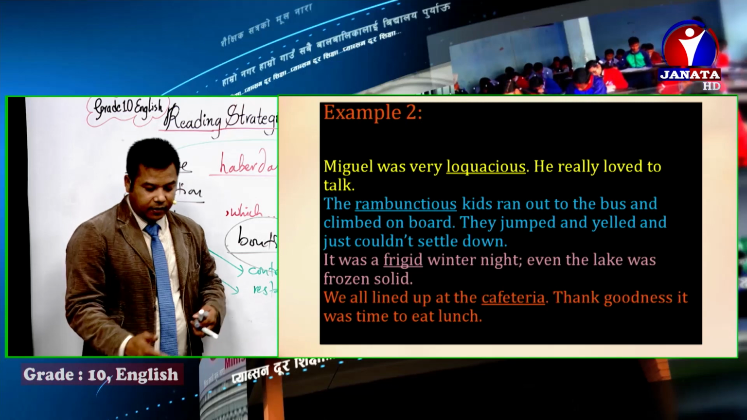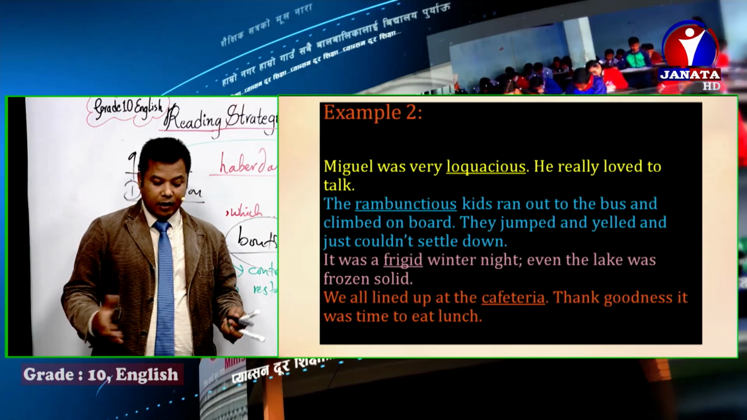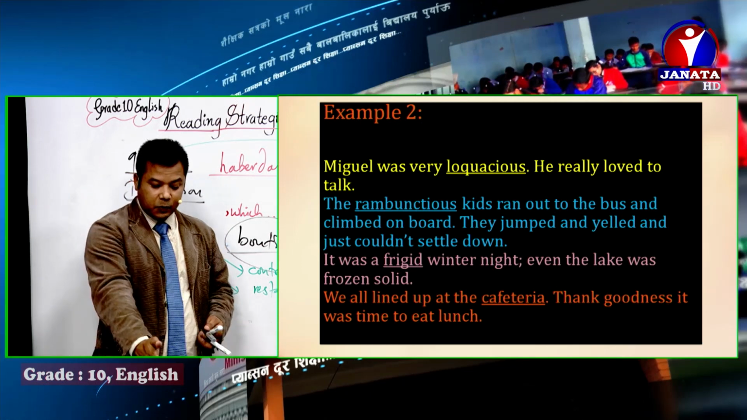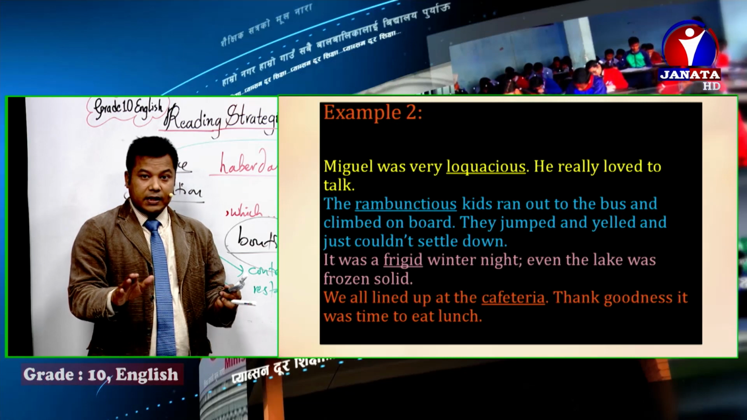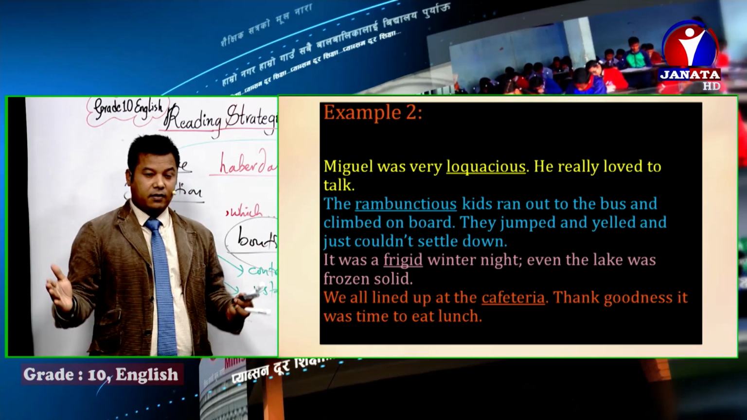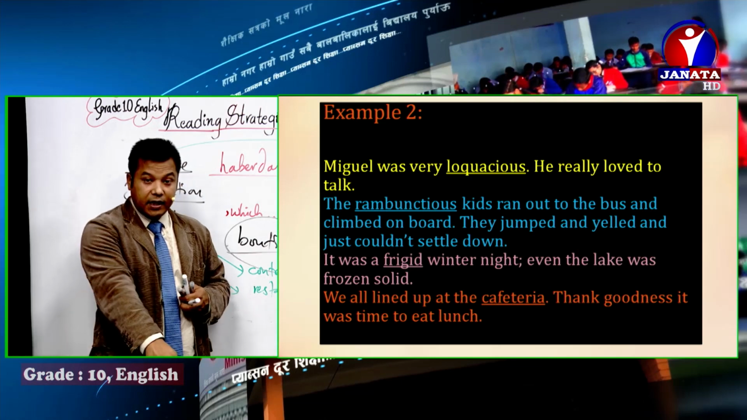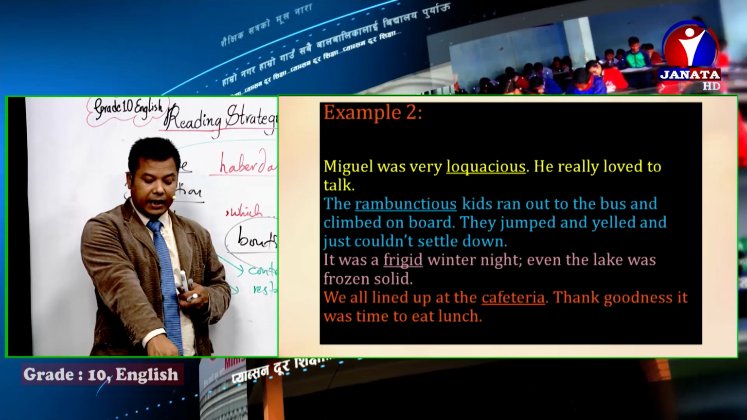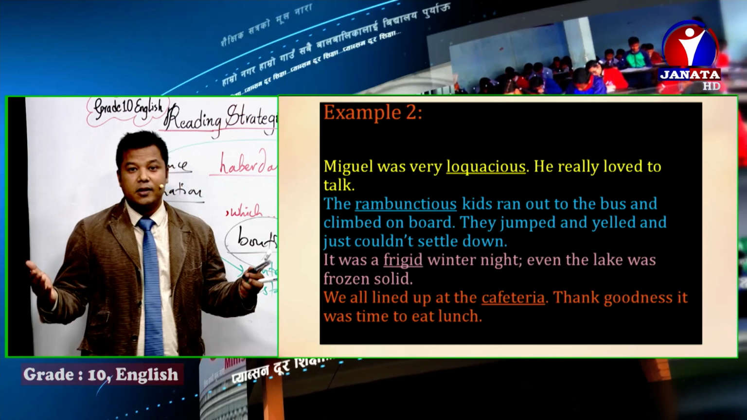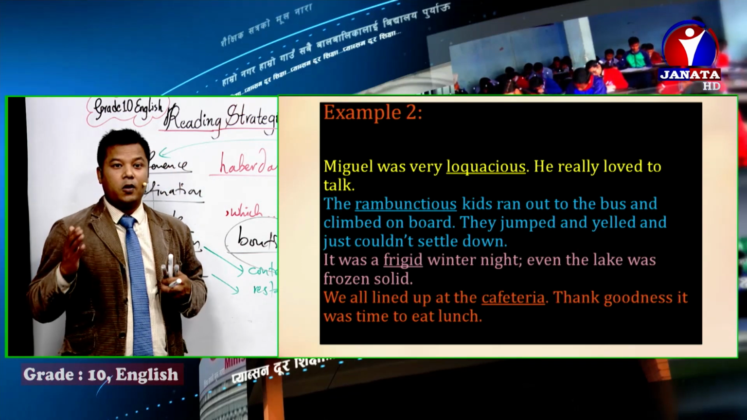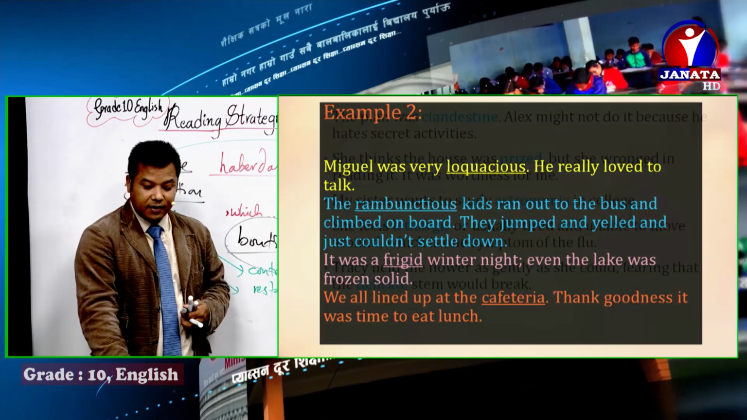Third, in pink, it was a frigid winter night. Even the lake was frozen solid. Now, what is frigid? It's explained. It was frozen solid. So frigid is like, you can just imagine. And you must have got that picture, right? So the easiest one is at the bottom. We all line up at the cafeteria. Thank goodness it was time to eat lunch. So where do you go to eat lunch? Even if you do not know what cafeteria is, now you know it is an eating place.